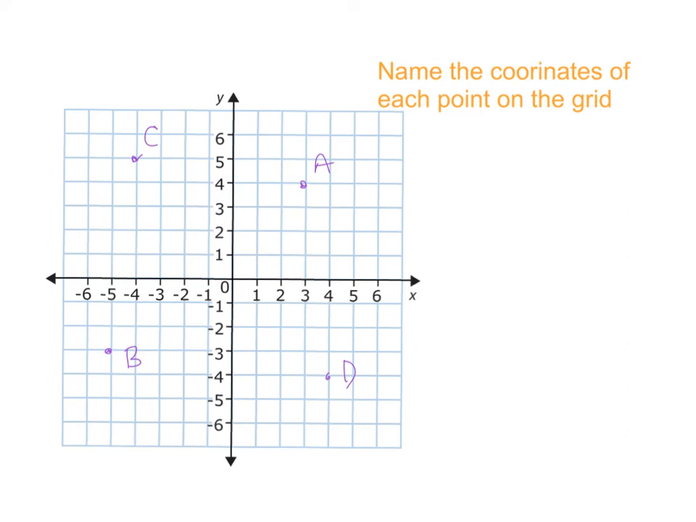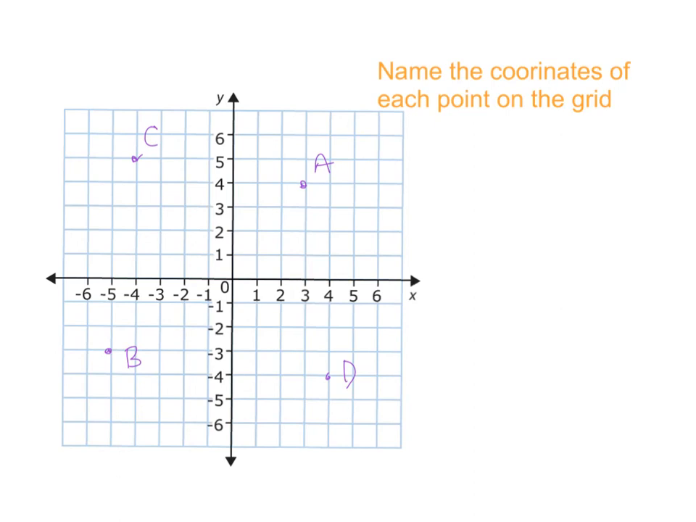Okay, so that's pretty much the lesson for today. It was nice and simple, and we'll expand on this in the days to come. Your question tonight would be, name the coordinates of each point on the grid. So we have A, B, C, and D. I want you to list the coordinates. In your answer, you would just put the answers in brackets.